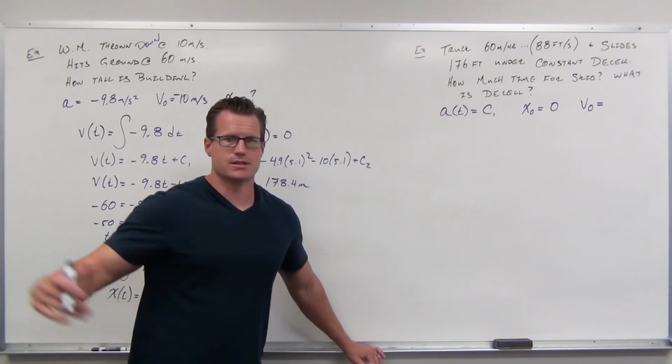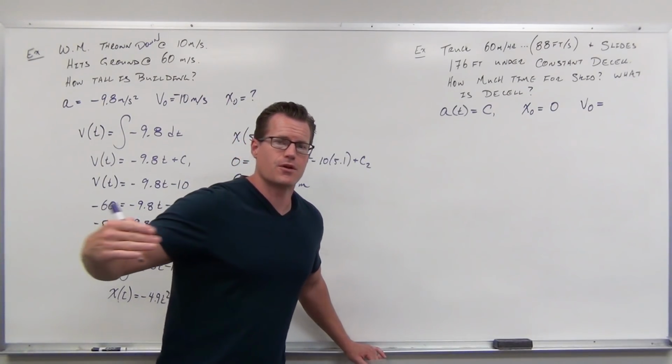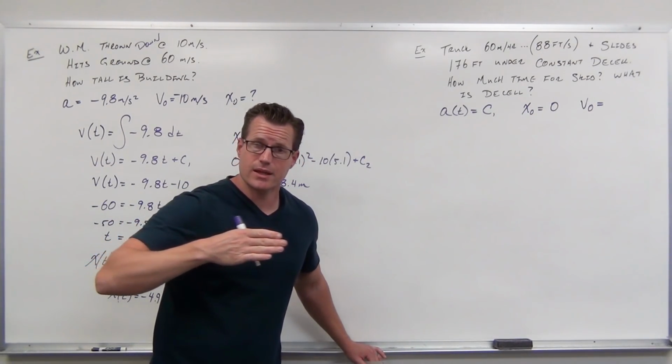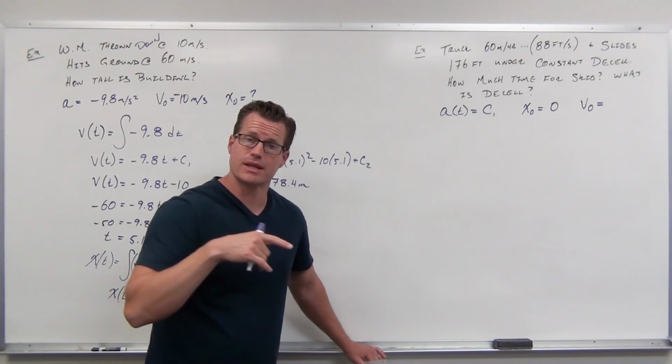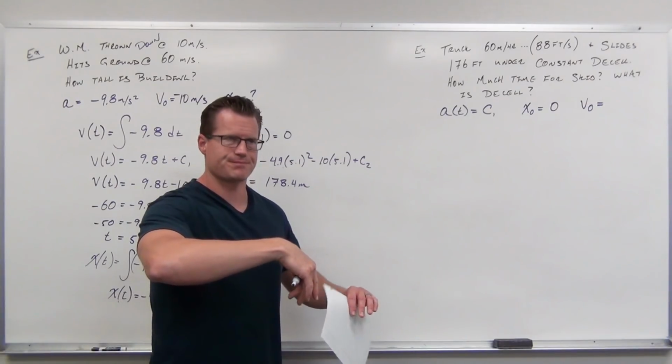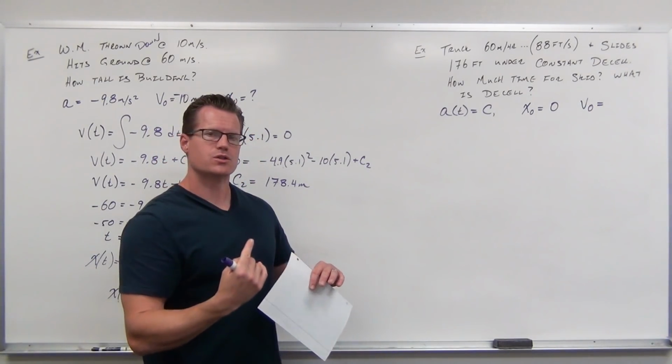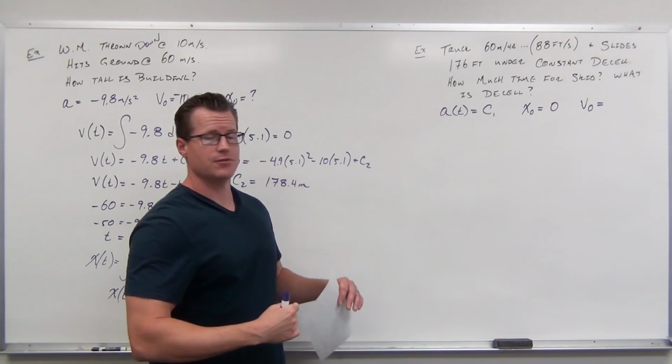Our initial velocity is 88 feet per second from that point. So we're treating that as positive. We're going away from our 0 spot. We're not going towards it, we're going away from it. So that's going to be positive. Think about sliding upward, if you will. So our initial velocity is 88 feet per second.